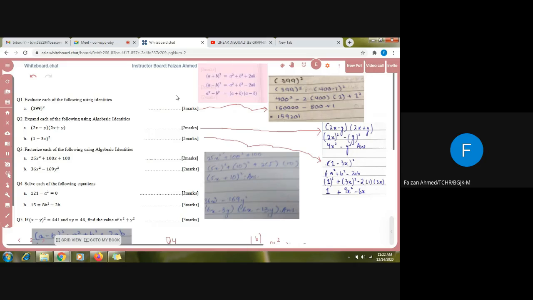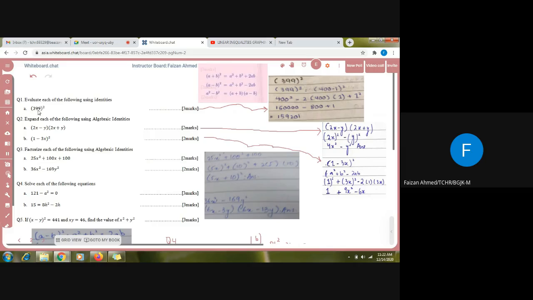Many of you have done it correctly, but there are some students who are still confused. So I hope by watching this video, you will clear your confusions. Moving on to the solution of the first part, this is 399 whole square. Since I have to use identity, I have to break this number into two, and I told you to choose a number whose square is very easy to find or whose square you know very well.